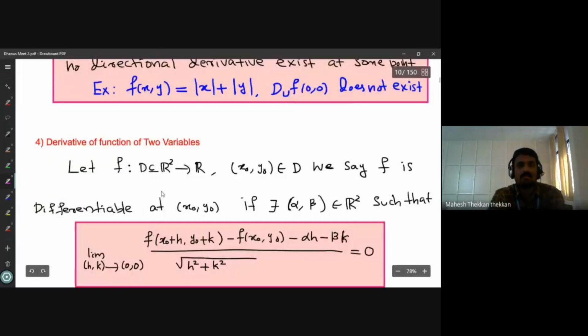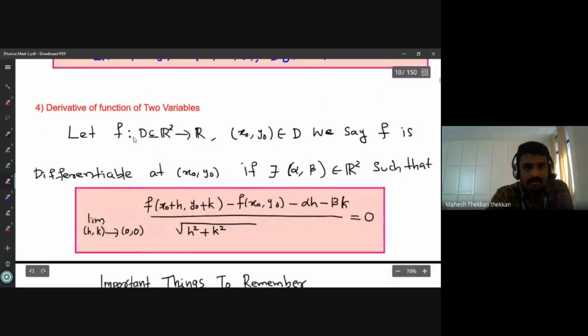And then I went on to the definition of the derivative of a function of two variables. So what do we mean by the derivative? Let f from D, a subset of R2, to R be a function, and (x naught, y naught) is a point in D. We say f is differentiable at the point (x naught, y naught) if there exists (alpha, beta) belonging to R2 such that this relation holds.